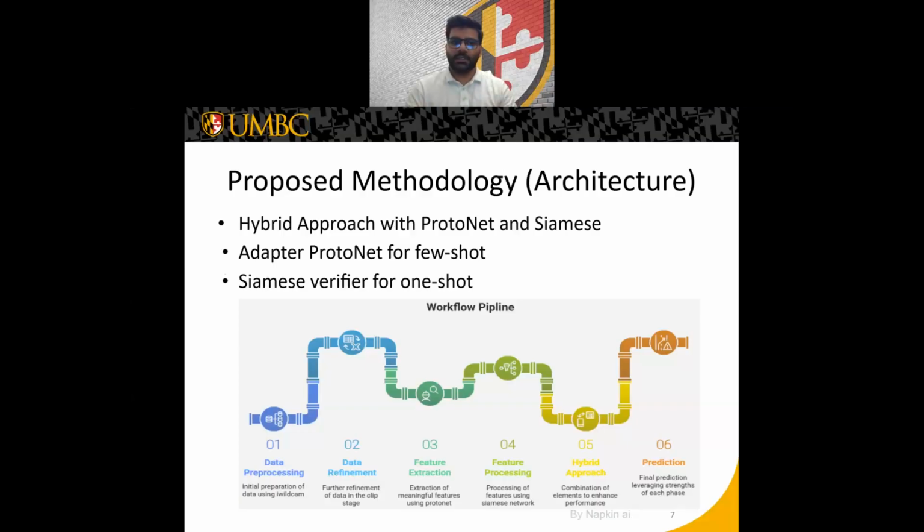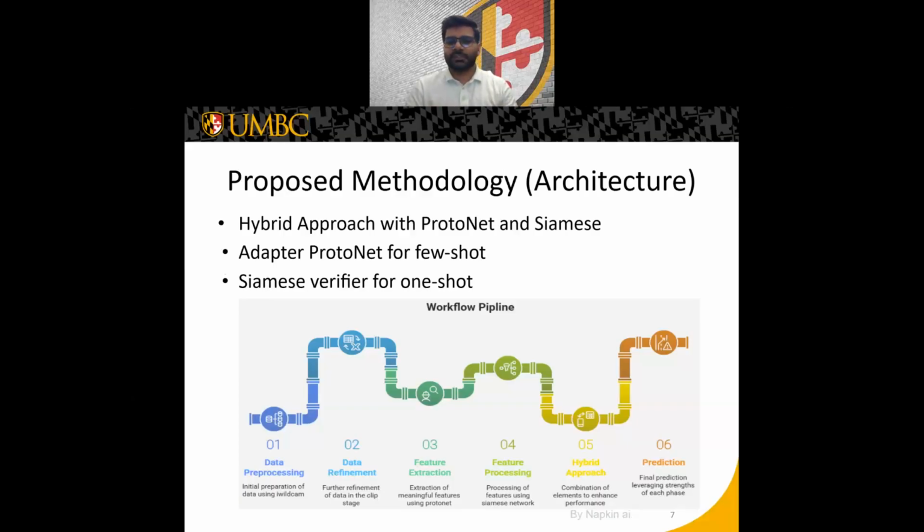So, the proposed methodology architecture: we used a hybrid approach with the combination of ProtoNet network and CMEs network. And what is ProtoNet network? ProtoNet network is basically a few-shot learning technique, and it's one of the most commonly used for classes with images under 10 or above 1. And the other network, the CMEs verifier network that we used, is for one-shot technique, so it works on even just one image.